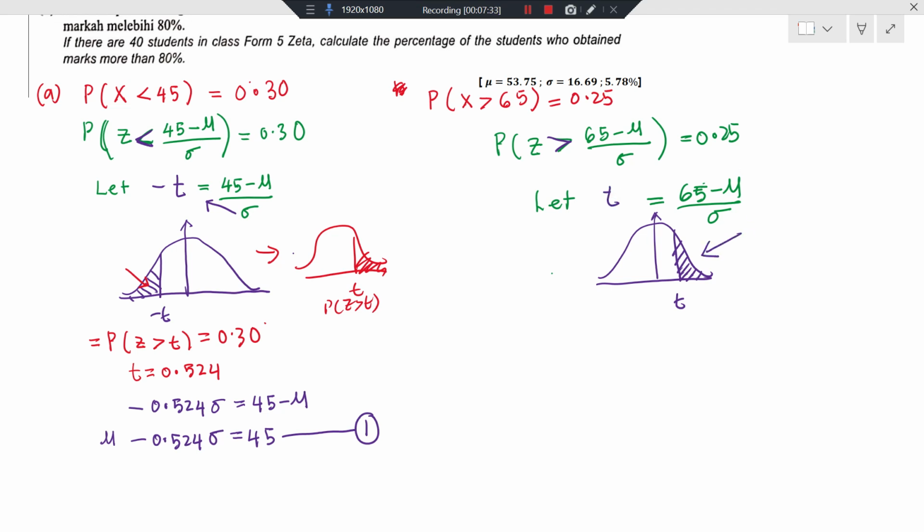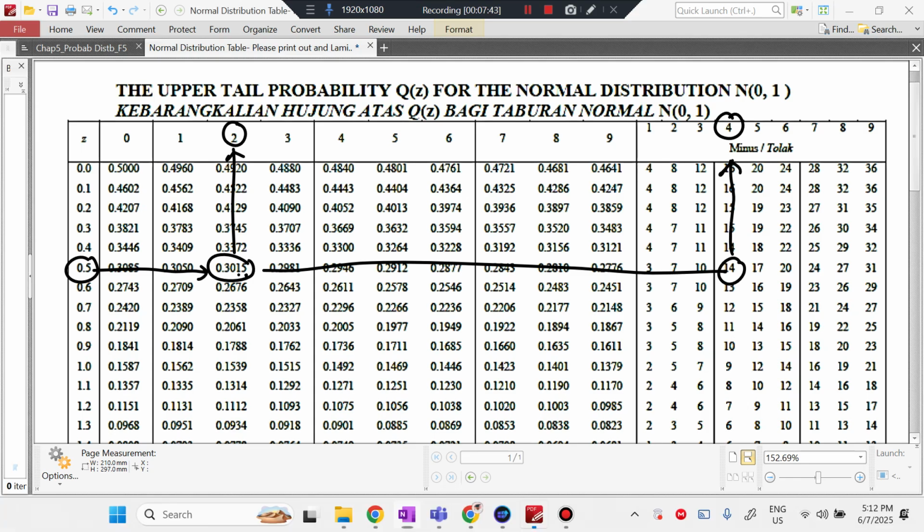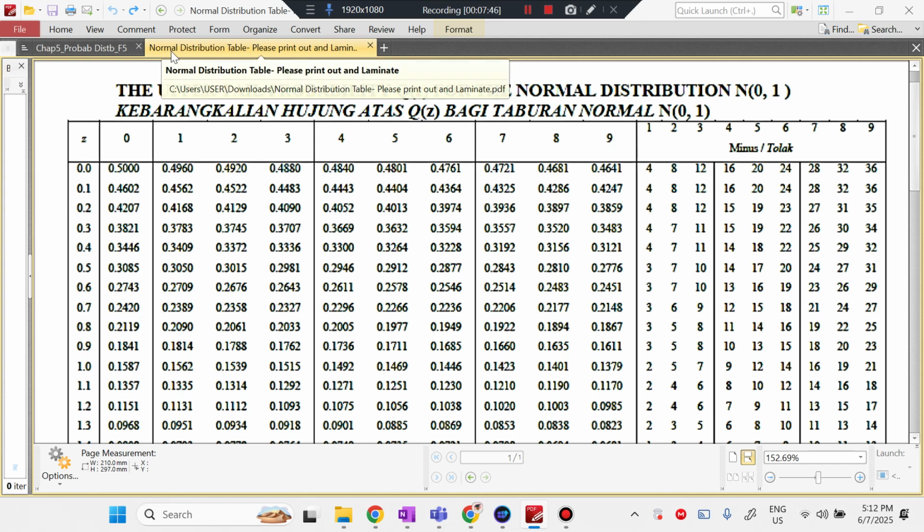Before that, let me put this as a t. So that means simply find your probability Z greater than t, which equals 0.25. Okay, now observing the table again. 0.25, it is arranged in descending order, so you can easily find your point, don't worry. 0.25, 14 here.